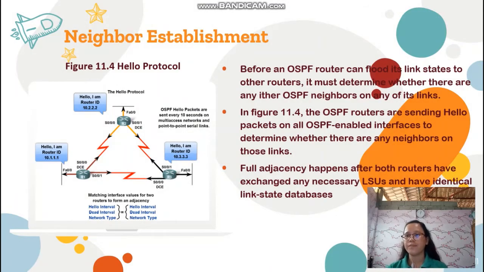Neighbor establishment. Before an OSPF router can flood its link state to the other routers, it must determine whether there are any other OSPF neighbors on any of its links. In figure 11.4, the OSPF routers are sending hello packets on all OSPF-enabled interfaces to determine whether there are any neighbors on those links. Full adjacency happens after both routers have exchanged any necessary LSUs and have identical link state databases.